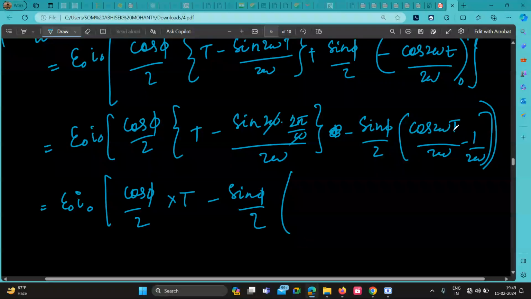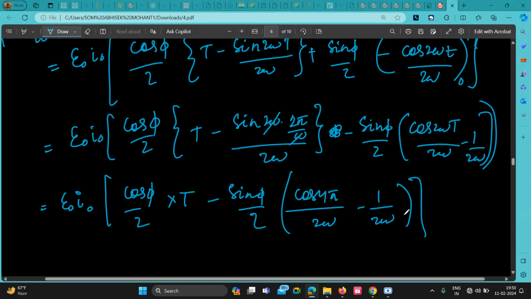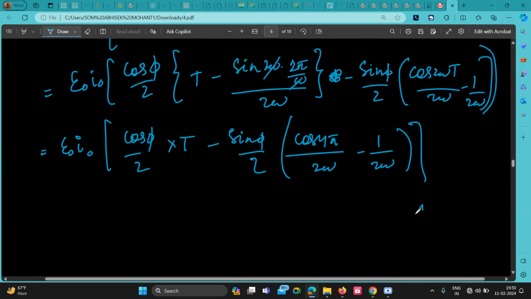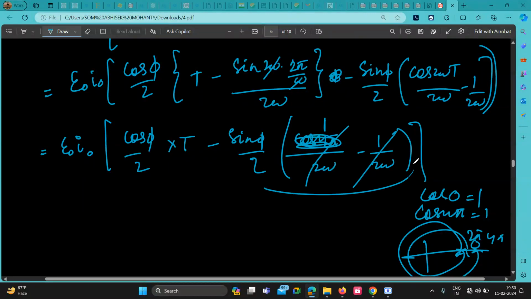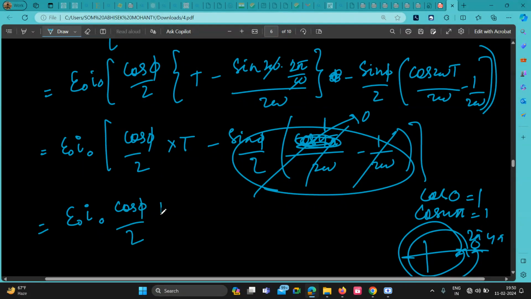Here see again, cos 2 omega T is 4 pi. So cos 4 pi by 2 omega minus 1 by 2 omega. Cos 4 pi is again what? Cos 4 pi is 1. How? Because cos 0 is 1, and again another cycle 2 pi, another one 4 pi. These are all the same. So cos 2 pi is 1, and 4 pi is actually 1. So 1 by 2 omega minus 1 by 2 omega cancel out. This whole term again becomes 0. So what is left is E naught I naught cos phi by 2 into T.